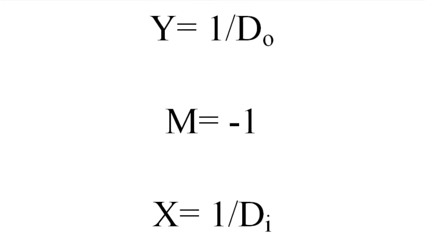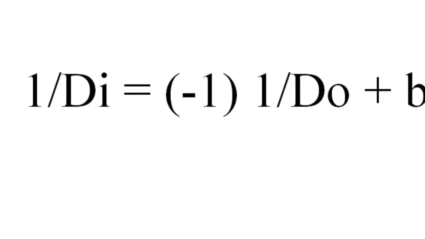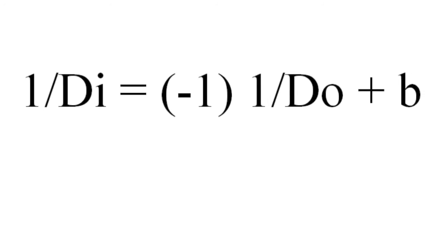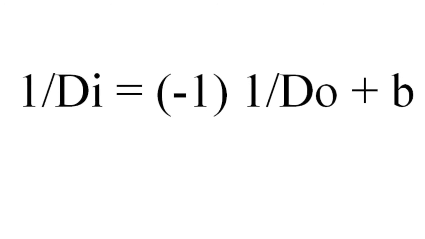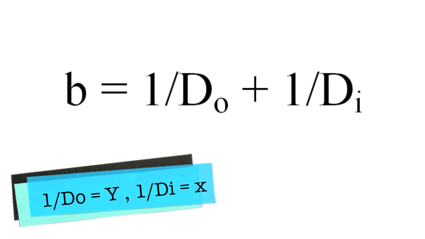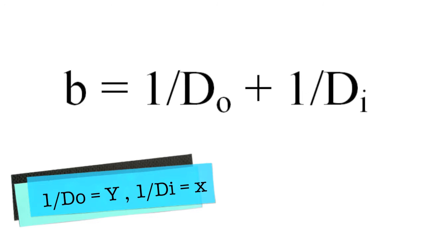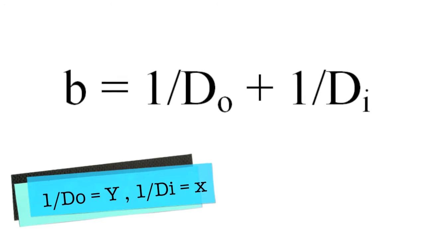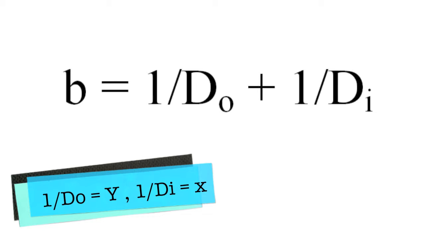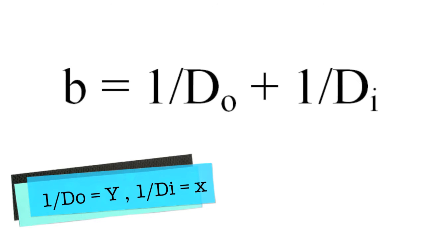Once you have plugged the variables into the equation, it should read, the inverse of y is equal to the negative inverse of x plus b. Next, rearrange this equation so that the intercept, which is also the focal length, is equal to the inverse of x plus the inverse of y. Now the equation should be read as b is equal to the inverse of x plus the inverse of y.